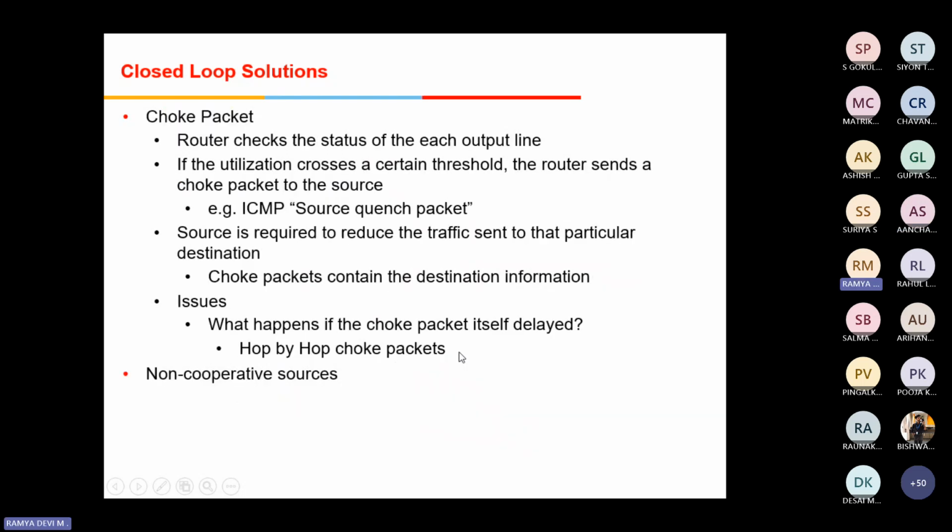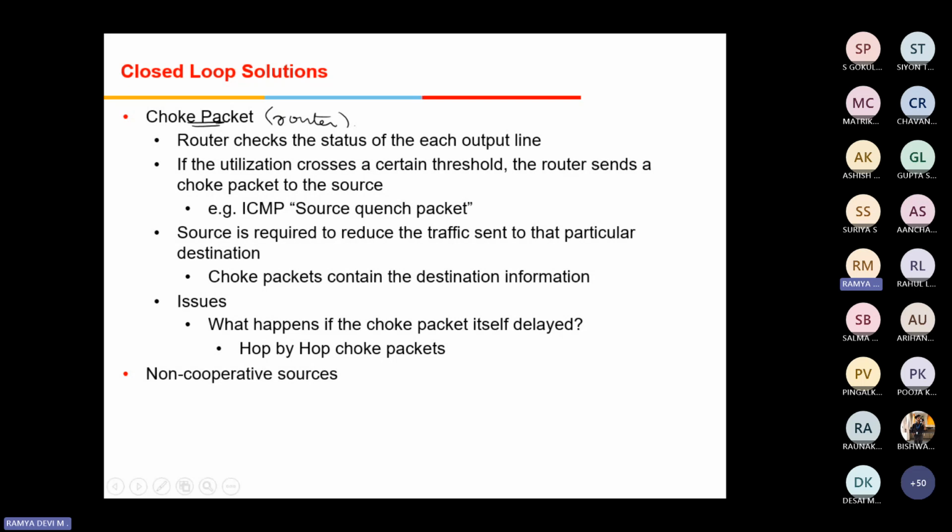So the next one is choke packet. A choke packet is nothing but a control message. Again, this will be generated by the router. The choke packet will be generated by the router in order to warn the source to slow down the transmission.